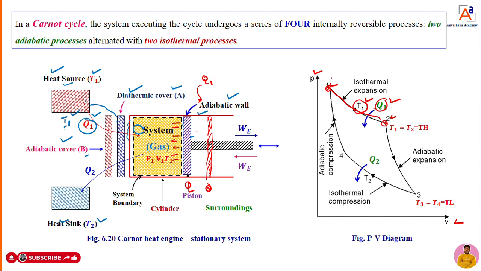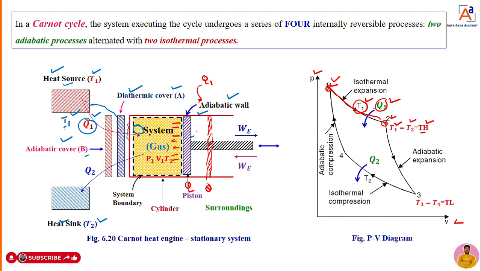Hence, the temperature at point 1 and point 2 remains the same. That can be marked as T1 = T2 = TH, where TH represents the higher temperature, or the source temperature, we can call it. Okay, this is what isothermal expansion is. Dear students, isothermal expansion from point 1 to point 2 has happened.